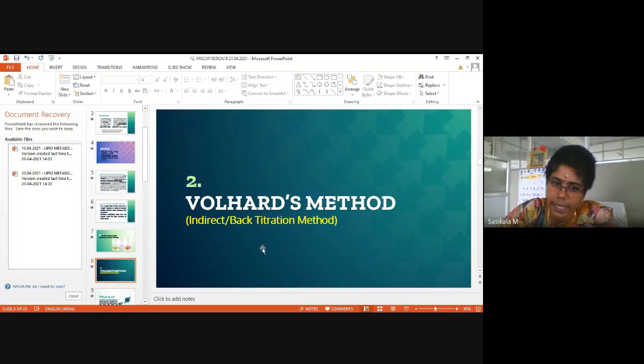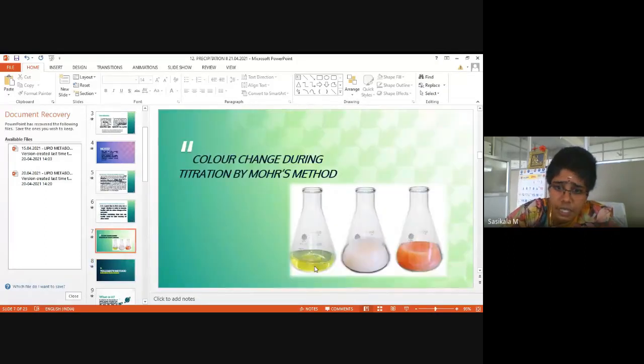Why is it called an indirect method? Since chloride is reacting with silver indirectly, and chloride is not directly titrated with silver nitrate, as we discussed in Morse method. Morse method is an example of direct titration, whereas Volhart's method is an example of indirect or back titration. Direct titration means what? The chloride sample is taken in a conical flask and silver nitrate is taken in the burette, so that direct interaction of chloride and silver nitrate takes place.